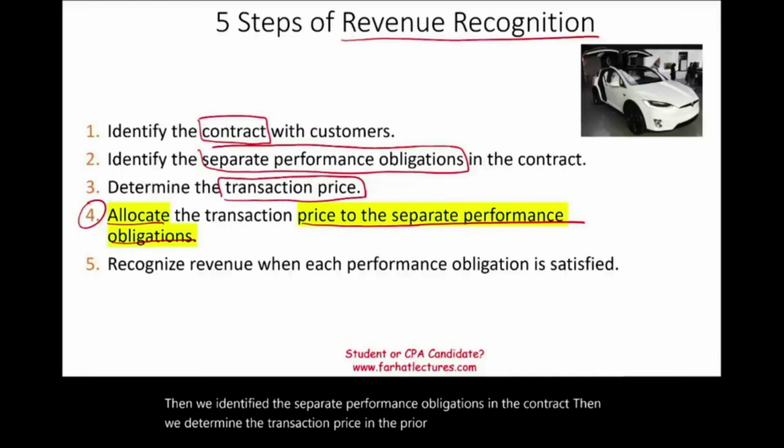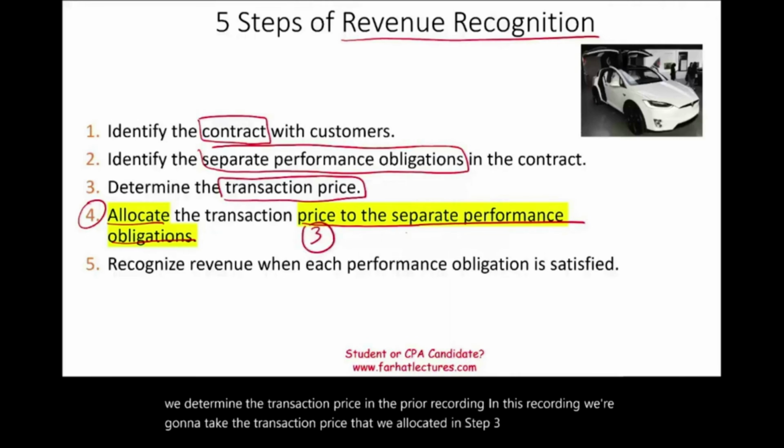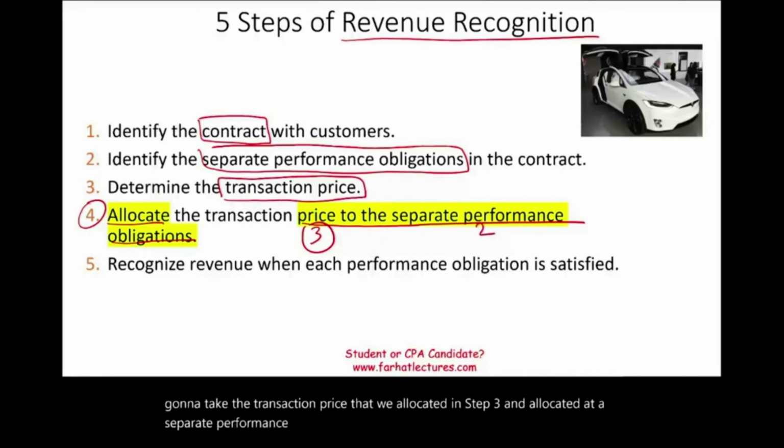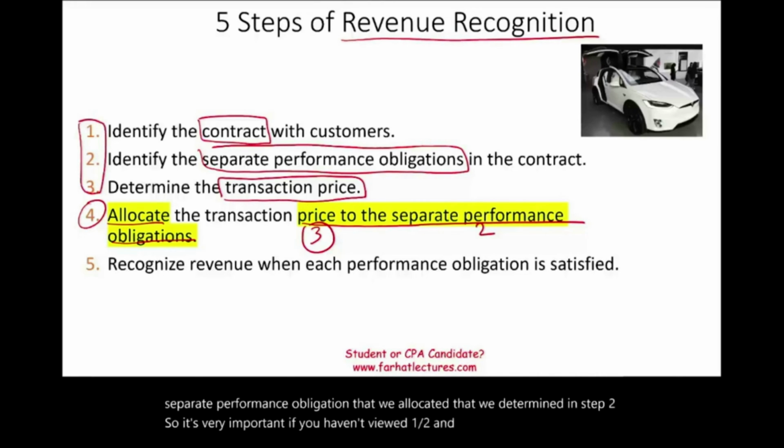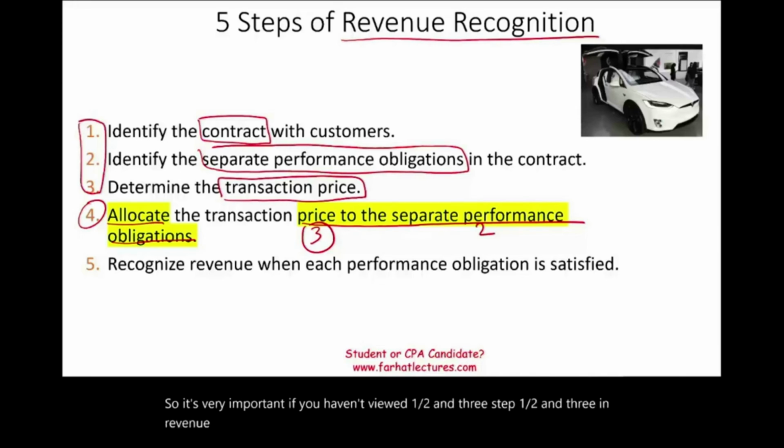In this recording, we're going to take the transaction price that we determined in step 3 and allocate it to the separate performance obligation that we determined in step 2. So it's very important, if you haven't viewed step 1, 2, and 3 in revenue recognition, please do so in the prior recording.